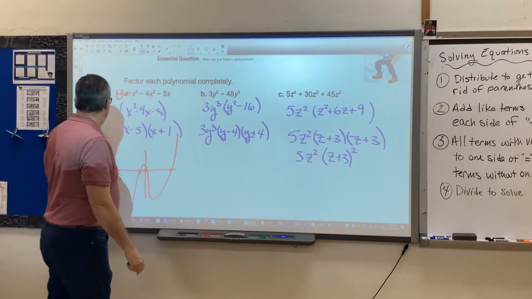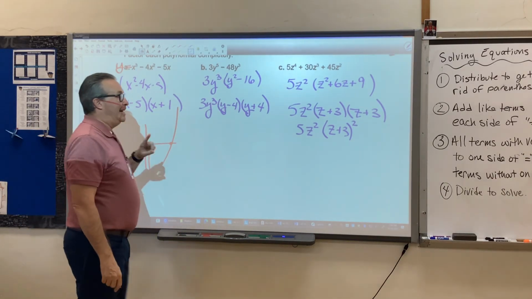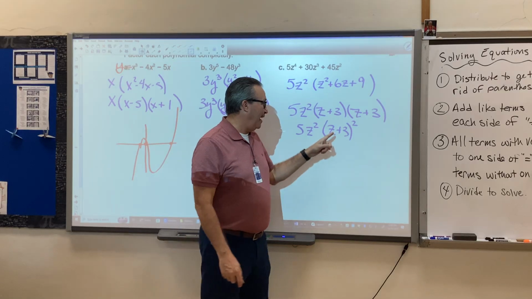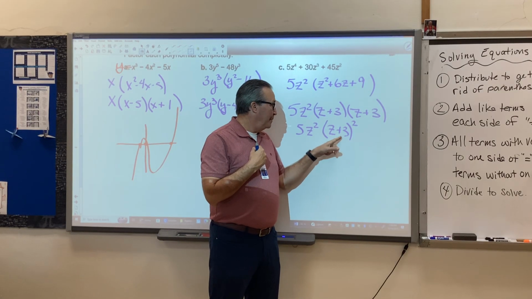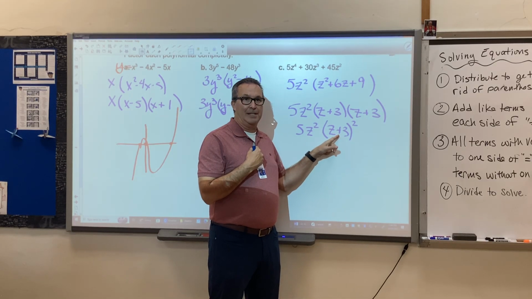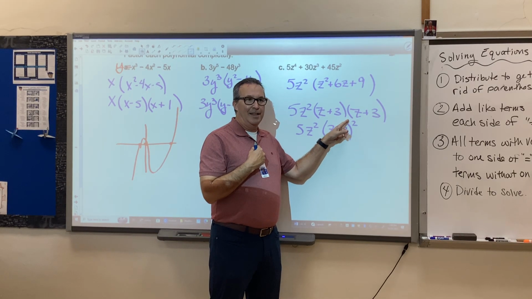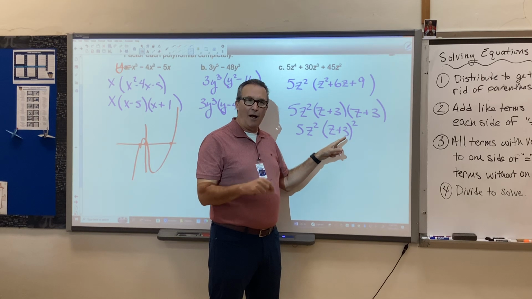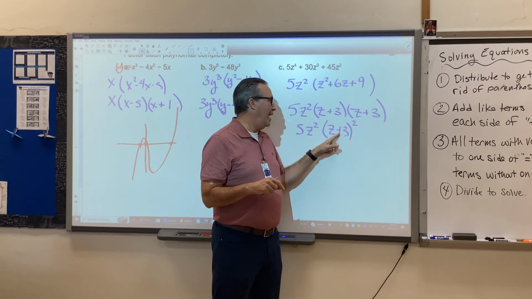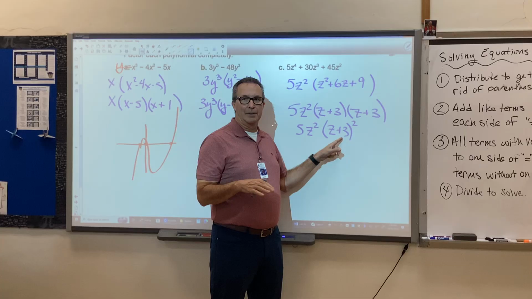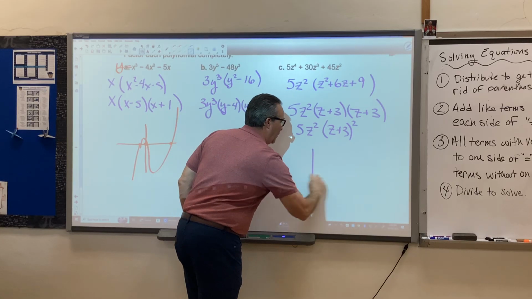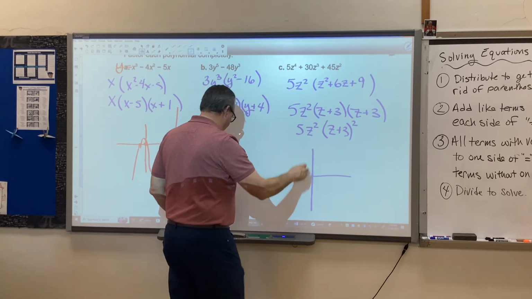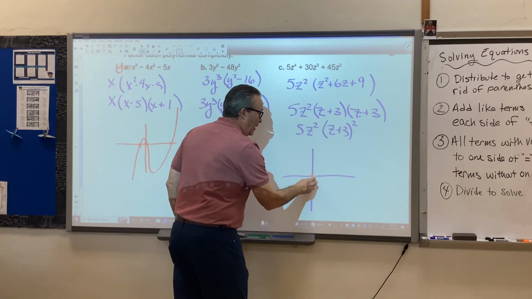Now, this thing factors in a neat way, because the multiplicity of the zero at -3, the value of x that makes this 0, is 2. That means it doesn't cross the x-axis at z equals -3. It just touches the axis. So if we're graphing this, and those are x's, not z's, the zeros are at 0 and -3.